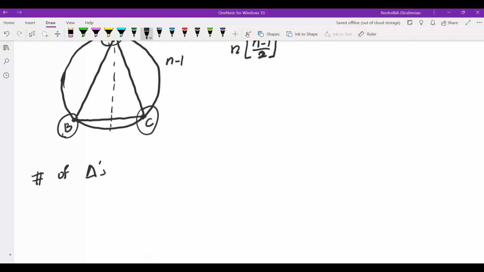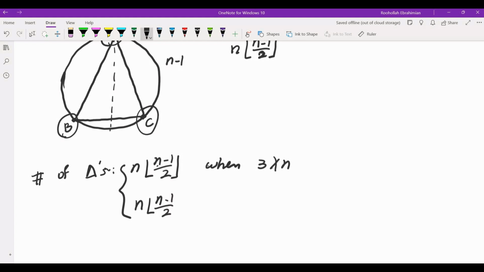So the answer is in fact the number of isosceles triangles. The number of triangles would be n times floor of n minus 1 over 2 when 3 doesn't divide n. And if 3 does divide n, it's n times floor of n minus 1 over 2. That's how many triangles we have, minus, there are n over 3 equilateral triangles. We have to subtract 2 times n over 3 because each one of them is counted 3 times. This is when 3 divides n.